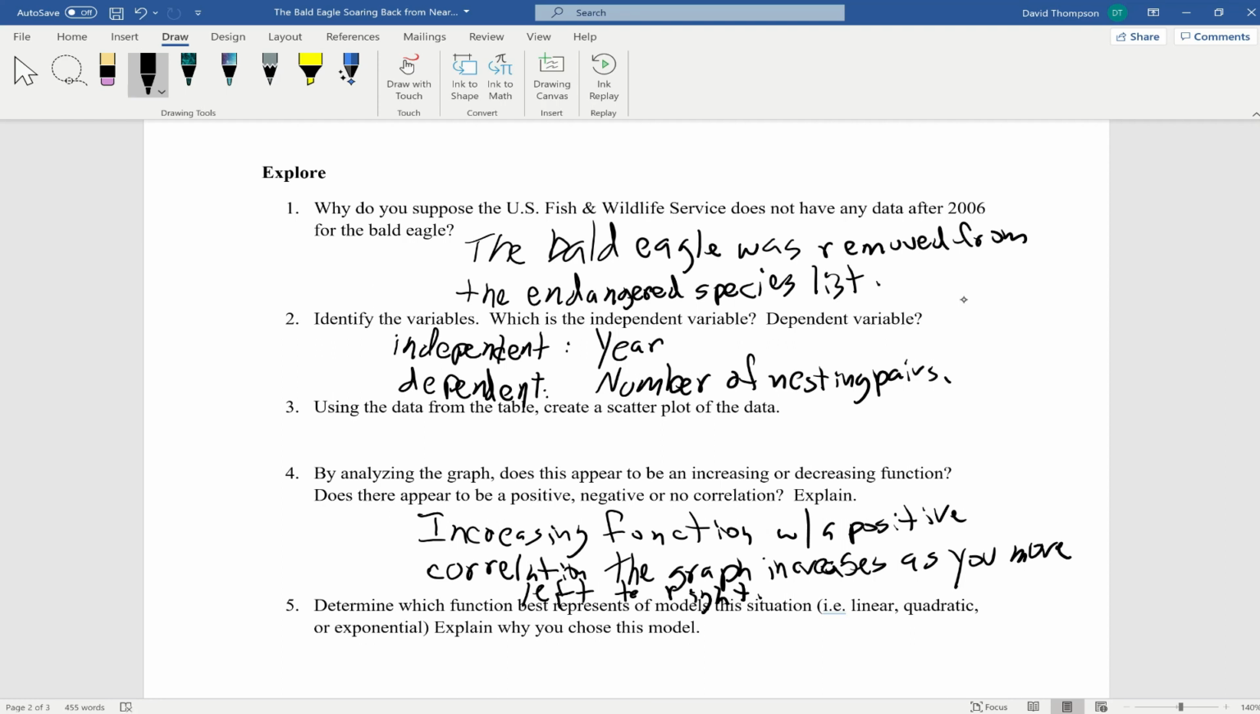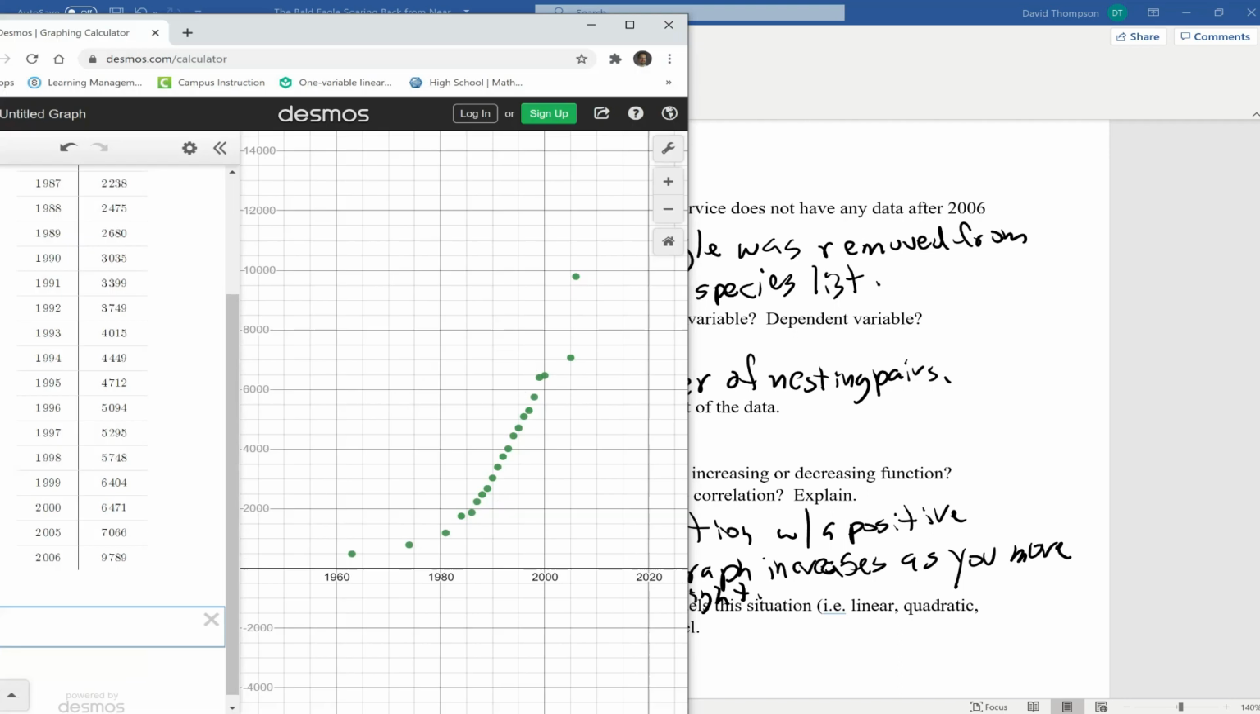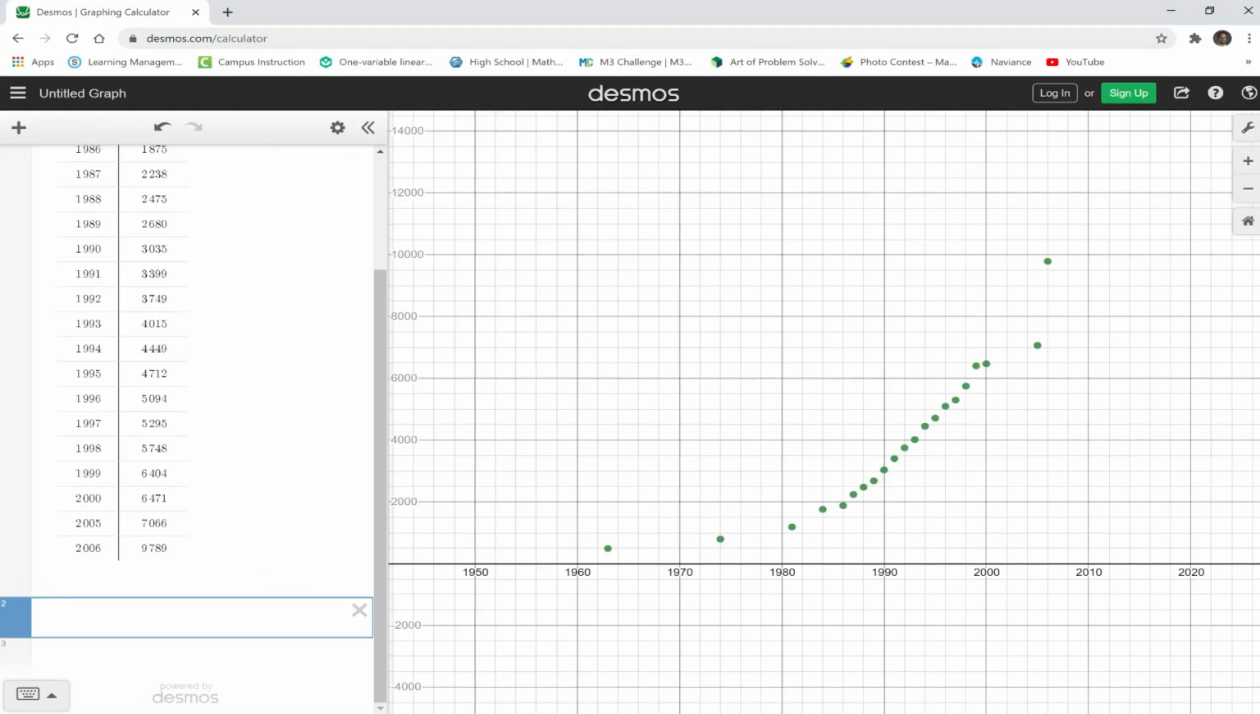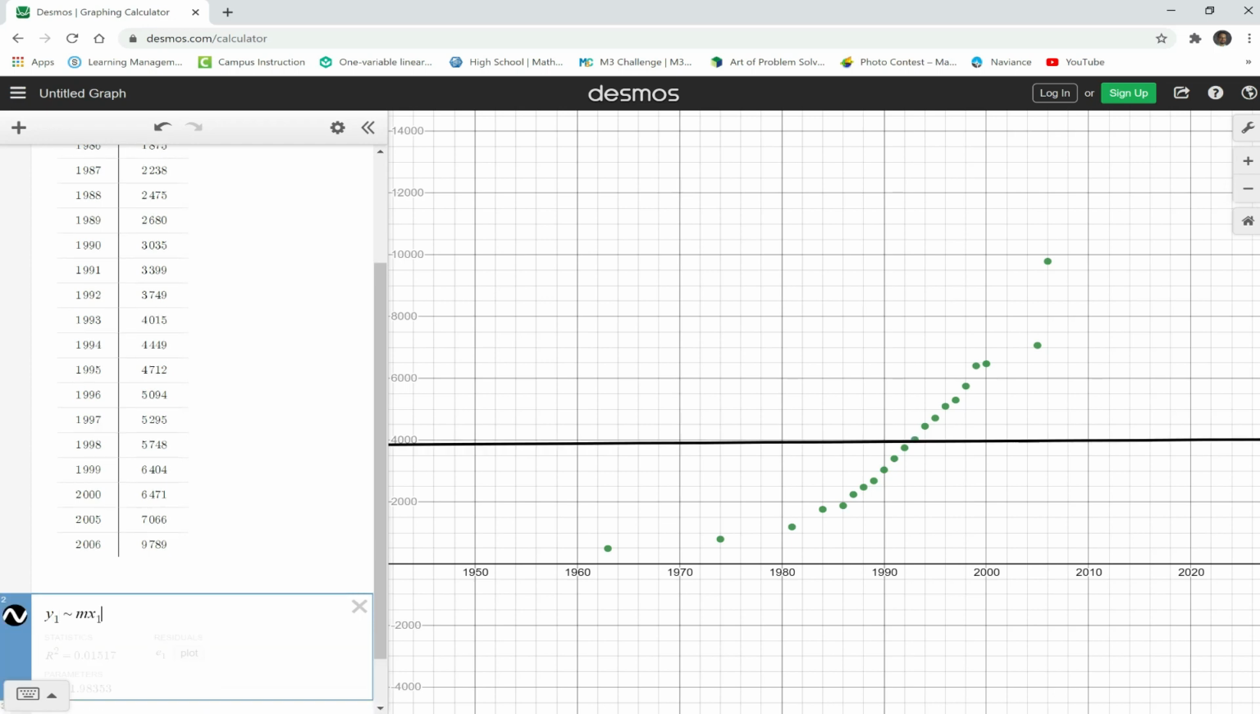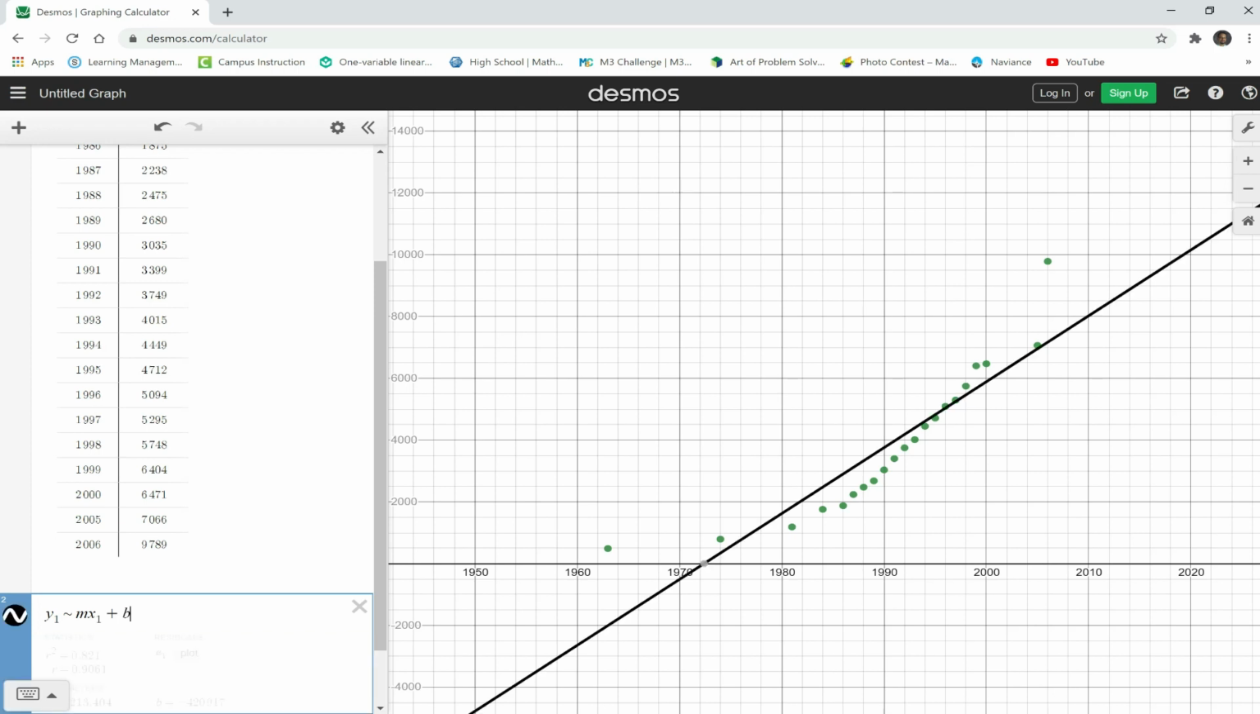Okay, determine which function best represents the model of the situation: linear, quadratic, or exponential. To do that, what we need to do is actually analyze the data. So we're going to be sticking to Desmos for this. First, let's figure out whether it's linear. So we're going to do y1 tilde mx1 plus b.